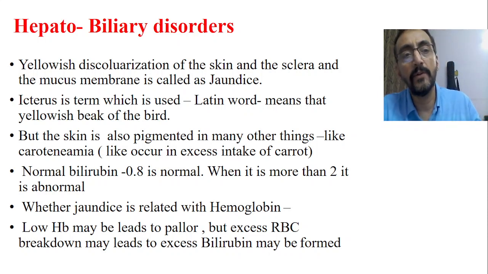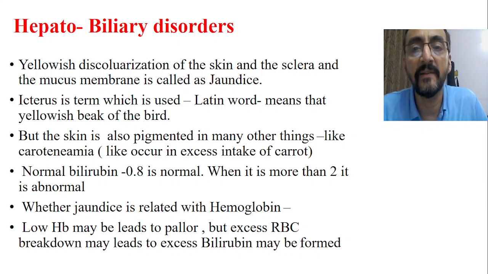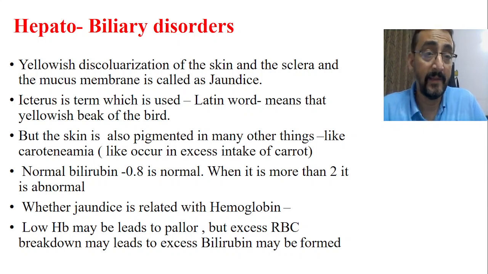Yellowish discoloration of the skin, the sclera and the mucous membrane is usually called jaundice. And jaundice is one of the very prime symptoms of hepatobiliary disorders, any kind of hepatobiliary disorders.